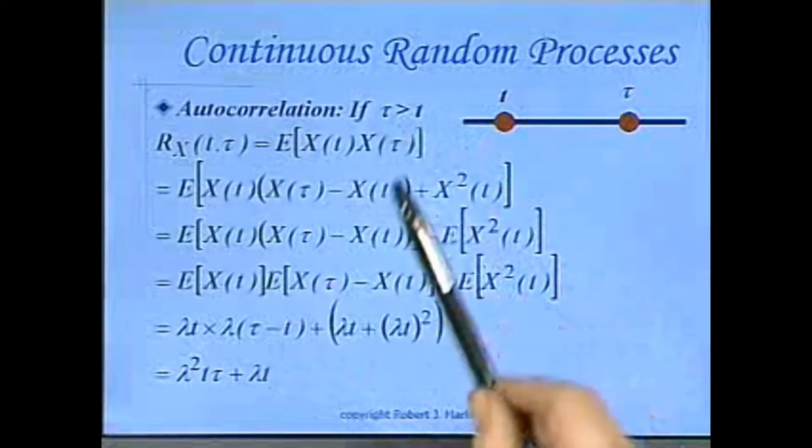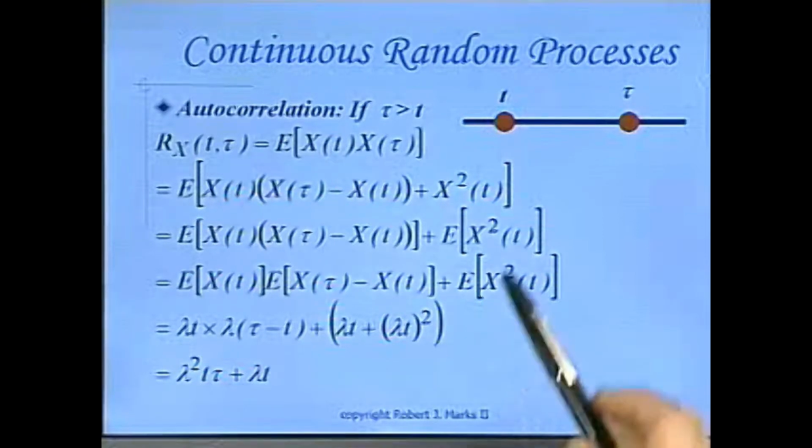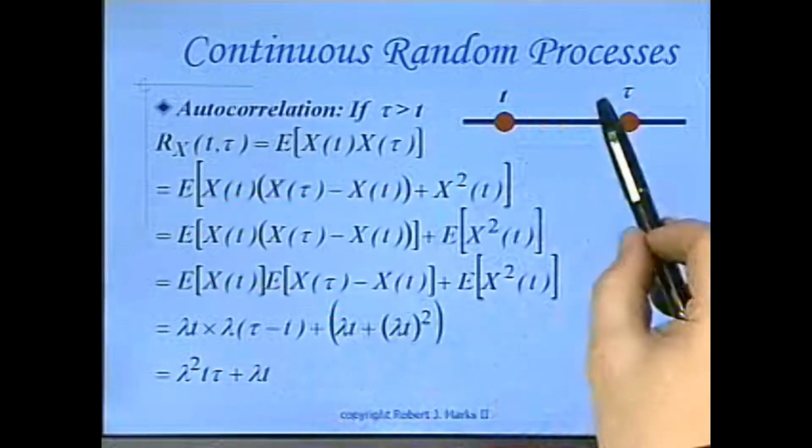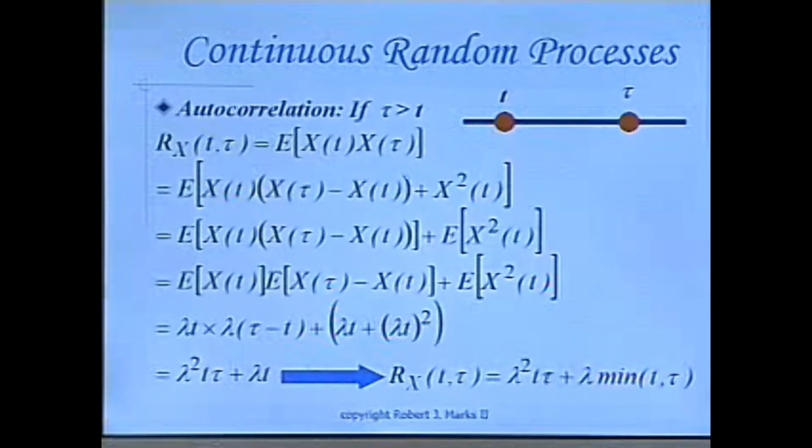Suppose that the opposite is true. Suppose that tau is less than T. What do you think the result is? Well, we just take the T, replace it by tau, and the tau and replace it by T, and we get the result. If we look at both T greater than tau and T less than tau, we get another minimum here. Which one is the minimum? That should occur on the next slide. We'll see. Ah, here it is.